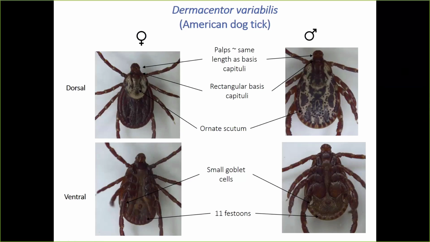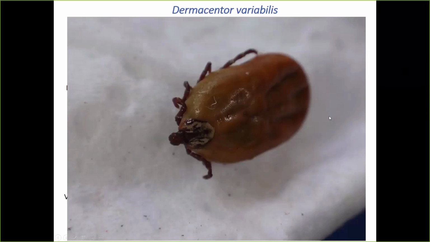You can say Dermacenter based on the overall appearance, the square basis capitulum, the short mouth parts, this ornate ability. But what you identify them on the basis of, to tell the species apart, is the number of goblet cells in the spiracle. And I have a picture of that to show you. But when you get these, you can say, oh, it's a Dermacenter. You have to be able to look at the spiracle, to be able to tell what species it is.